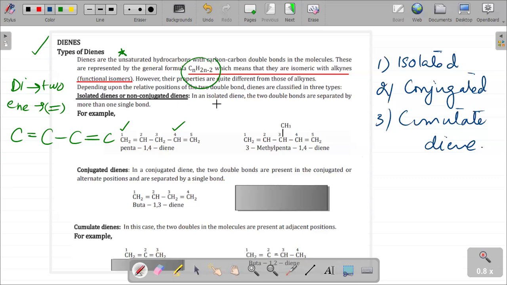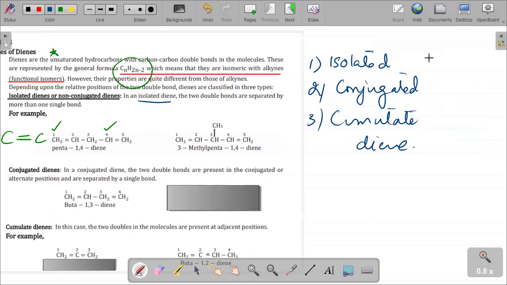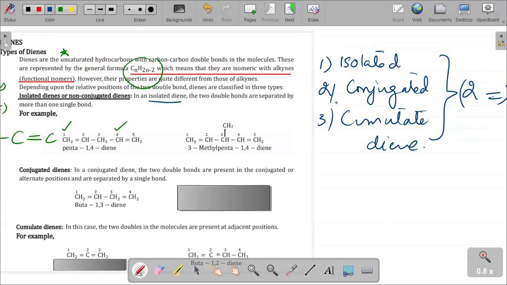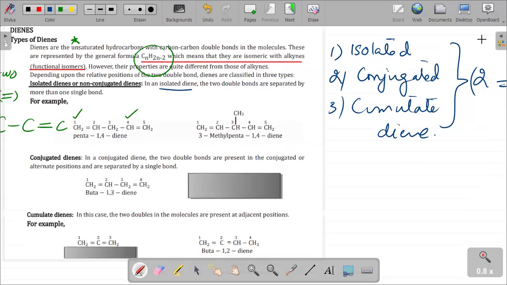In an isolated diene, the two double bonds are separated by more than one single bond. Actually, in all the three types, only two double bonds are present because these are the types of the dienes, right? This means that they all contain only two double bonds in their structure, but the position of the double bond is changed in all the types. So according to the position of the double bond, we categorize them into three classes. The first one is the isolated diene, also called a non-conjugated diene, right?